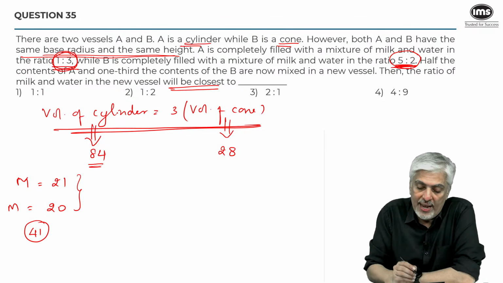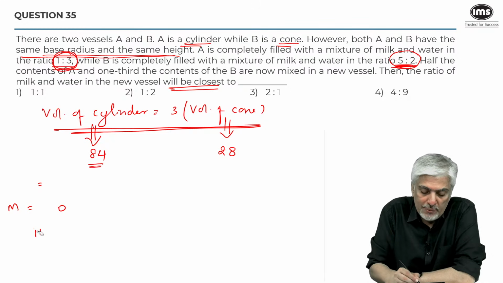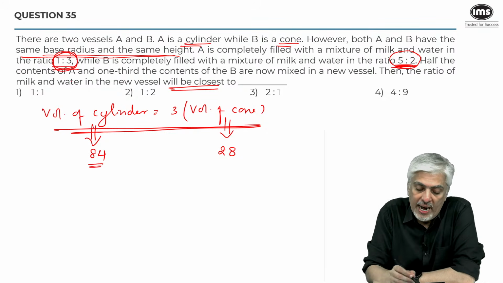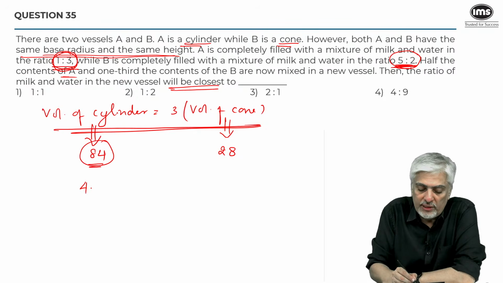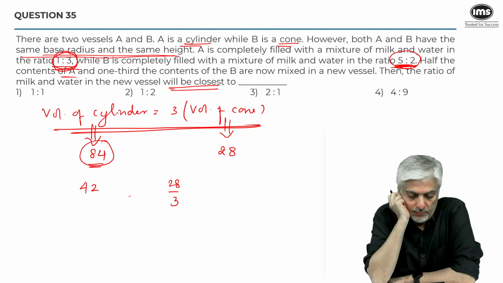Okay, actually, no, we made a mistake over here. Sorry, my bad. This is not to be done now because they have said they don't take the whole thing. What have they said? They take half of the contents of A. So half of 84 is 42, and 1/3 of the contents of B, that is 28 upon 3. And from there, I will now find milk and water.